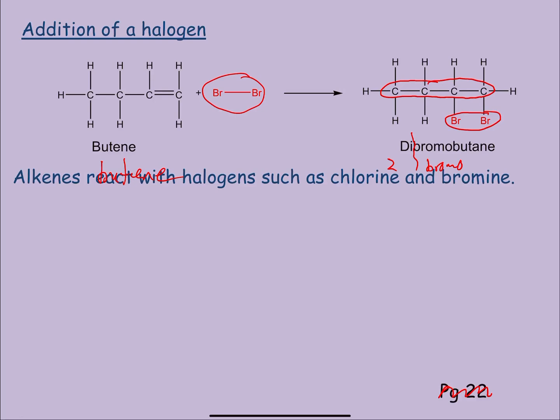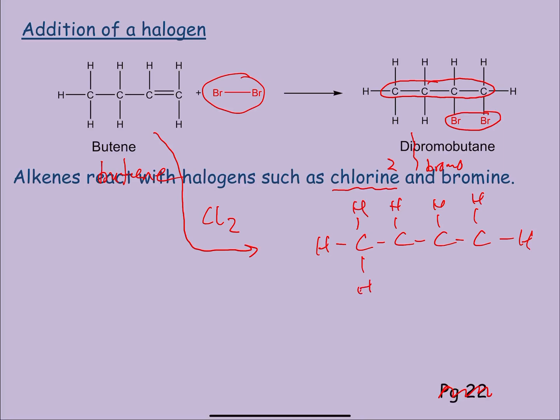You can also add chlorine. Let's say we added chlorine to this, Cl2. 1, 2, 3, 4. Let's all pause this video just now and see if you can name this, and then we'll come back and try and name it. Right, have you all had a go at naming this? It's similar to the one above, but this one would be dichlorobutane. Last time it was dibromobutane, this one is dichlorobutane.